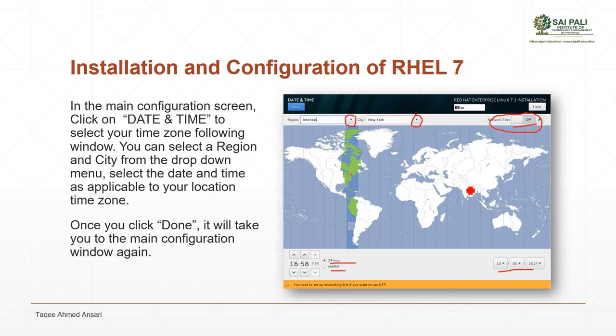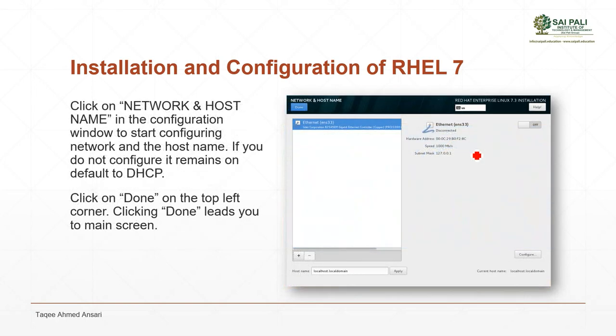So after configuring this, then you can go for the network settings. The network setting, that means again you see the network interface name. You can configure it to DHCP, you can configure it to manual, and whatever you want you can configure from here.